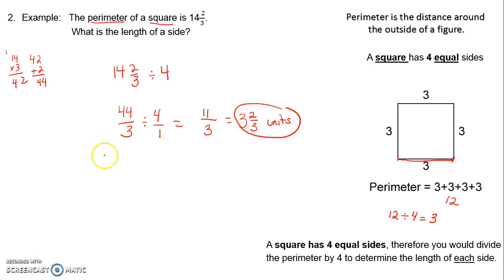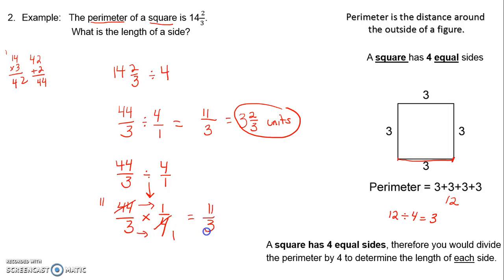However, you probably take your 44 thirds, and when you're dividing by 4 over 1, you probably use the standard algorithm. 44 thirds, you change your division to multiplication, and you multiply that by 1/4. The only reason I was able to do it this way is because the division worked out nicely. And you might simplify first, so you might do 4 goes into 4 once, 4 goes into 44 11 times, and then straight across the top, straight across the bottom. You still come up with 11 thirds.